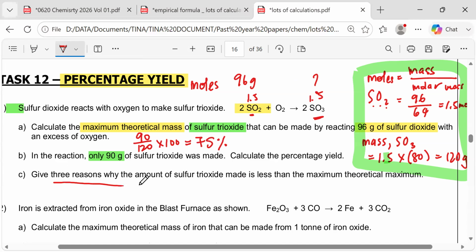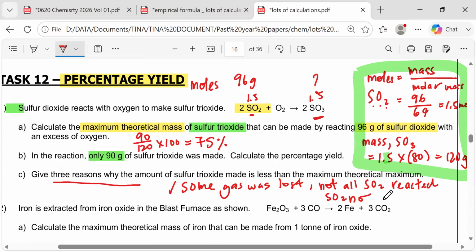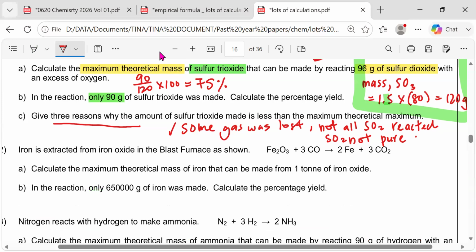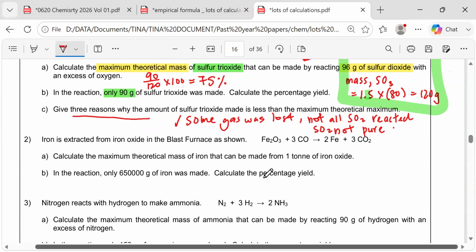So three reasons why: because some gas was lost, not all sulfur dioxide reacted, or you can also say the sulfur dioxide was not pure. Do we need to memorize it? No, no. Okay. Try number 3.